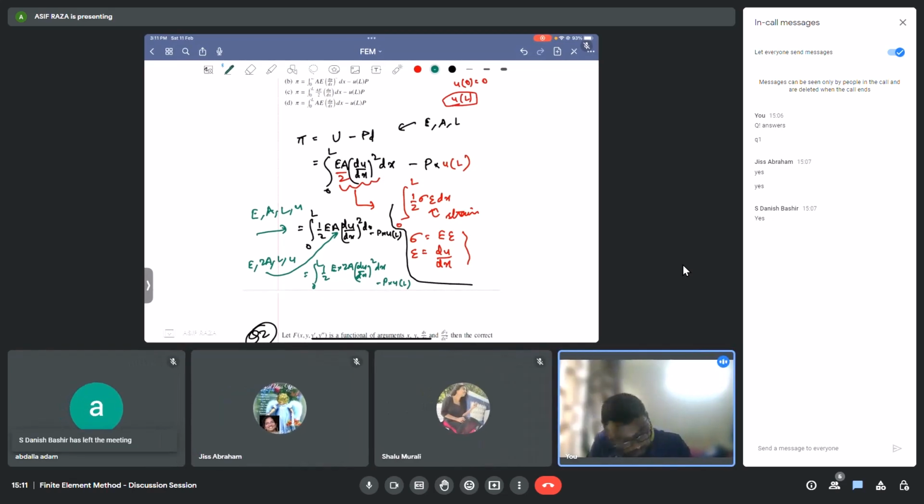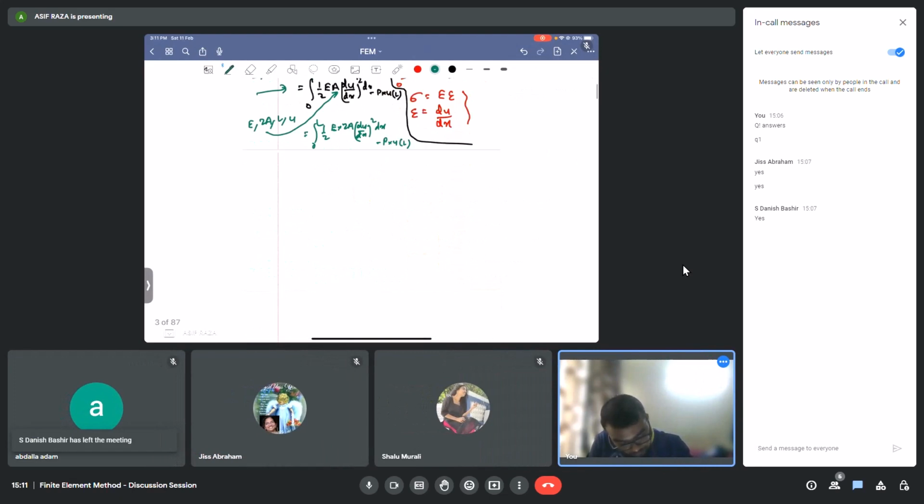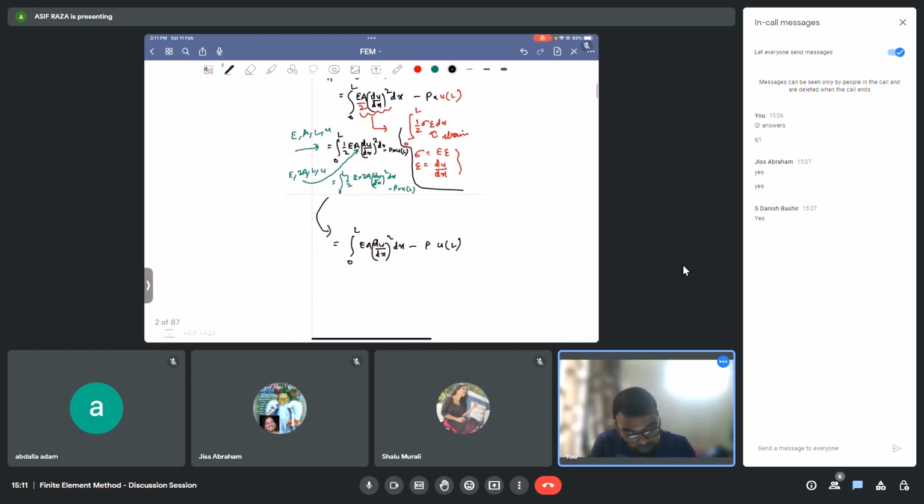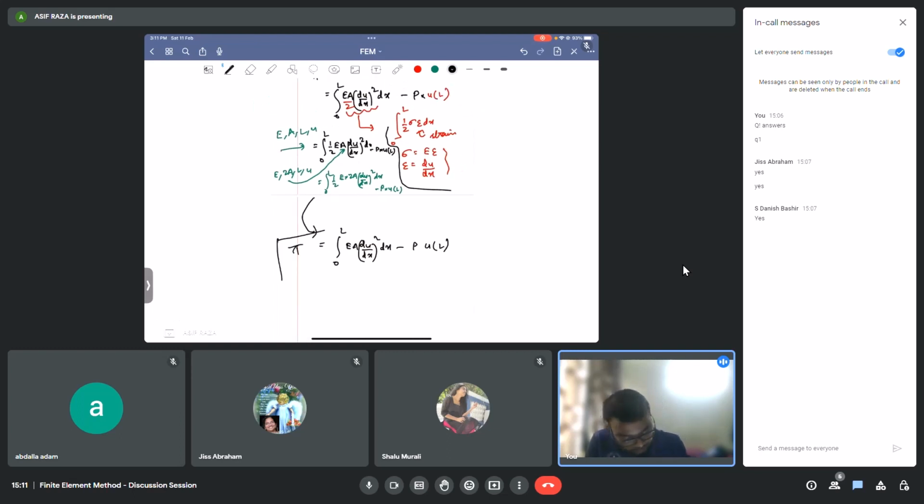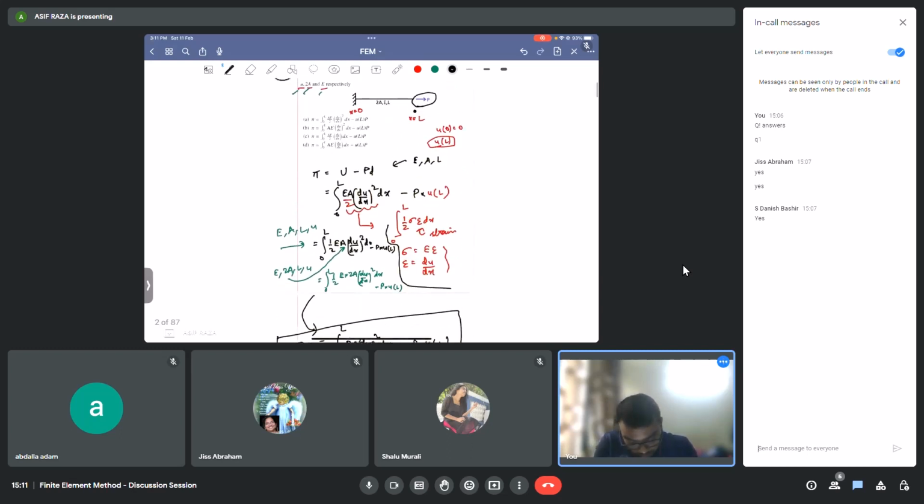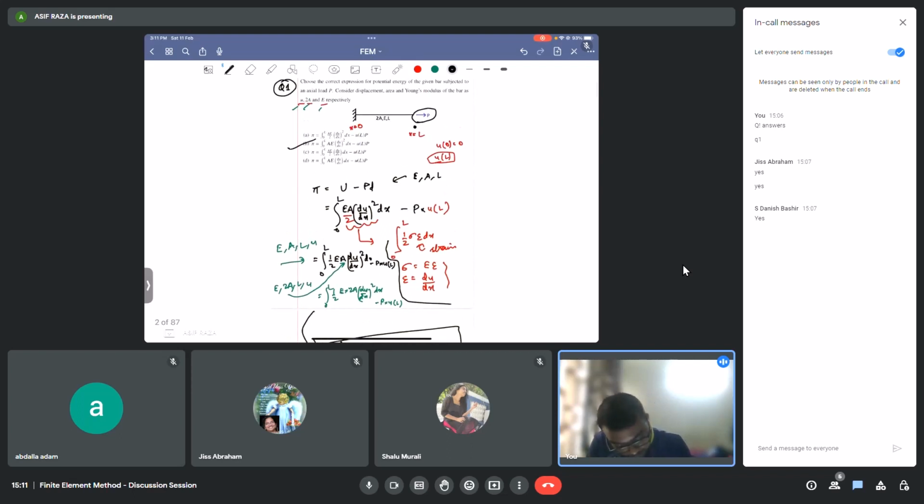So what will we have? This will simplify to EA (du by dx) whole squared dx minus P times the displacement at L. So this is the potential energy of the given problem. So the correct answer would be option B. I hope nobody has a doubt. Let's move on to the next question.